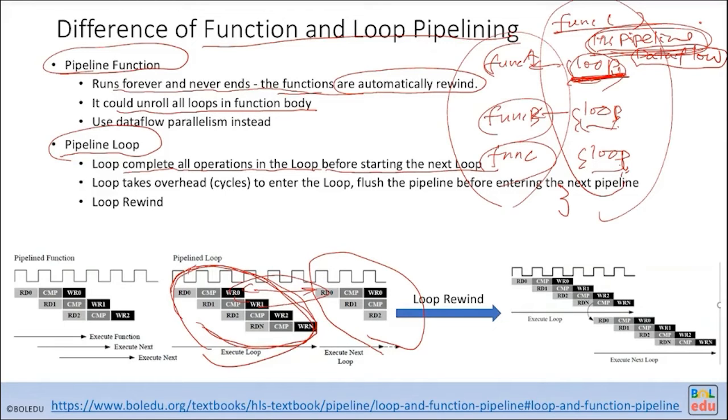So HLS provides a loop rewind function, the HLS directive loop rewind. With the loop rewind, you move the loop initialization in front, so that you can start the next loop earlier. But for a pipeline function, it doesn't need to do that because the function automatically rewinds. So that's the difference between the function and loop pipeline.